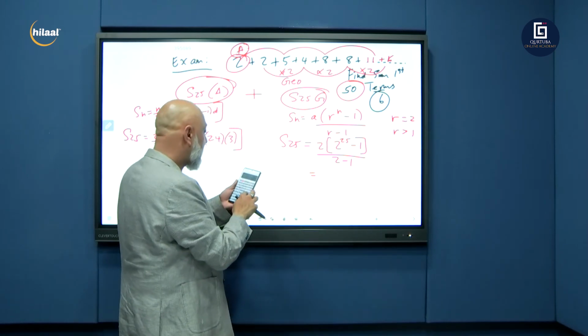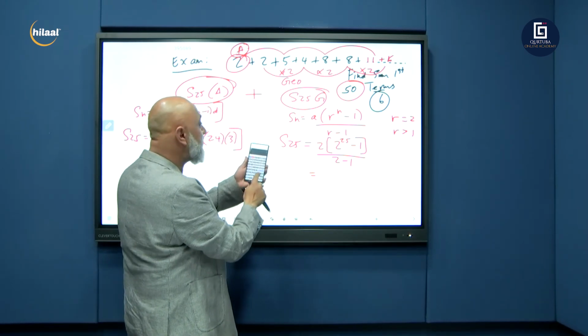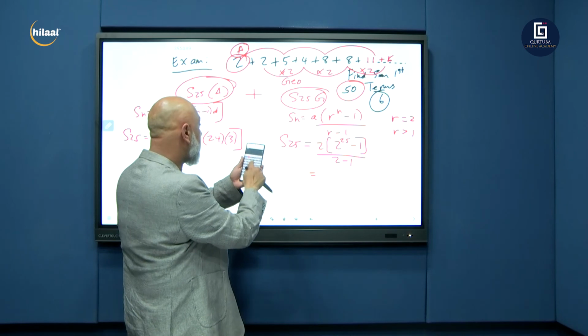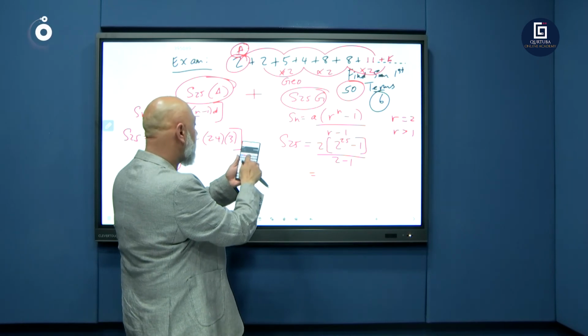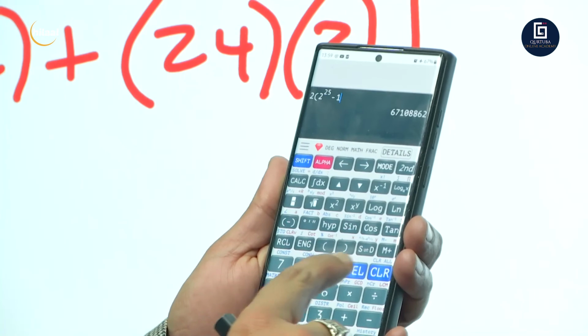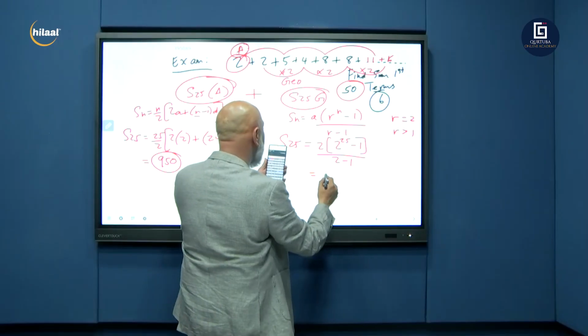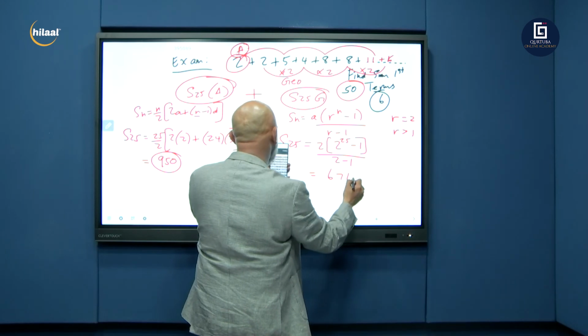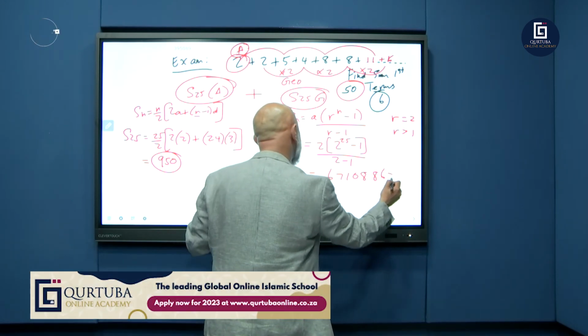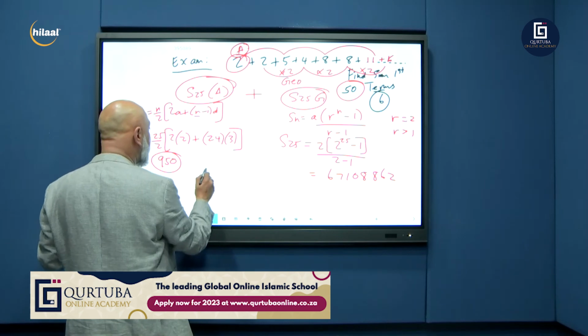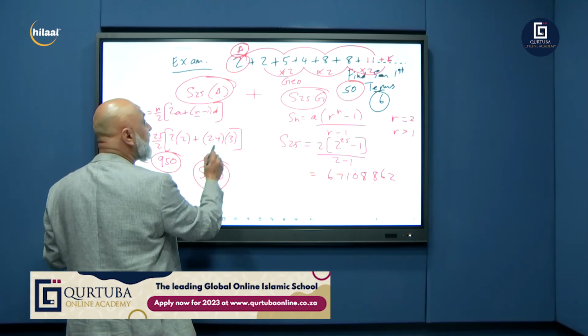Let's go. Clear your calculator. 2, open brackets, 2 to the power 25, go to the side, minus 1, close brackets, over 2 minus 1 is 1. Your answer here is 6710862. So obviously S50, they want the sum to 50 terms.